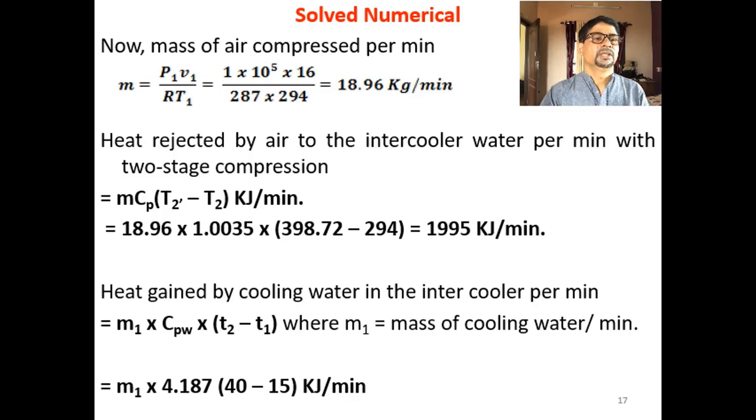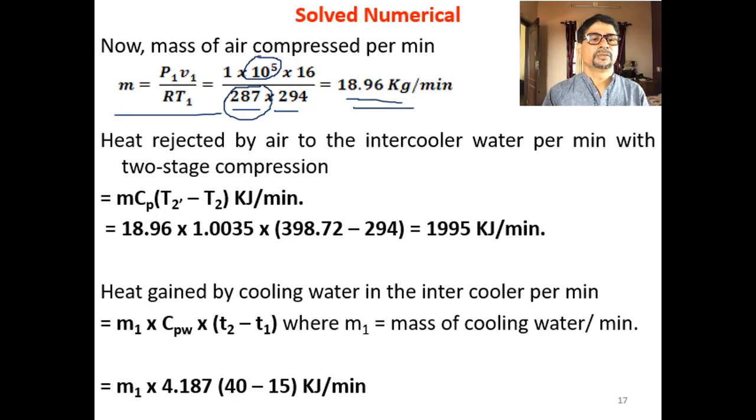Now the mass of air compressed per minute, m is equal to P1 V1 by R T1. So P1 is 1 into 10⁵, V1 is 16 meter cube per minute, R is 287 because it's in joules, and temperature is 294. Since pressure is substituted in Pascal, R has to be substituted in joules, so that you will get the answer in kg per minute.